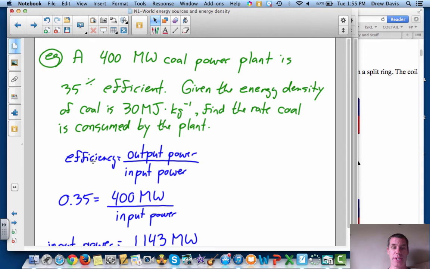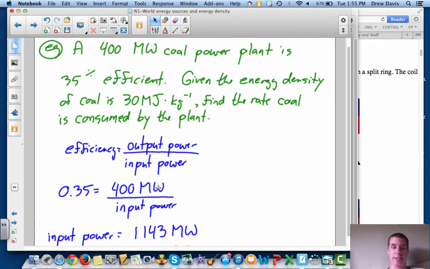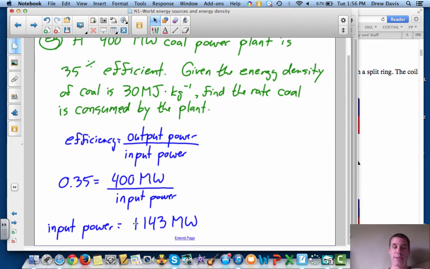It's 35% efficient, and they've been tasked with providing 400 megawatts, 400 megajoules per second of energy to the community. So they have to ask themselves, if I'm going to lose 65% of it, if I'm only 35% efficient, how much energy do I need to bring into the coal plant per second? The answer is 1,143 megawatts, or 1,143 megajoules per second. That's how much energy has to be available for the plant to function.